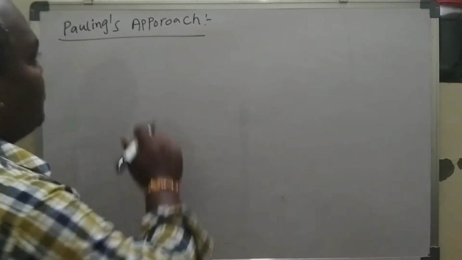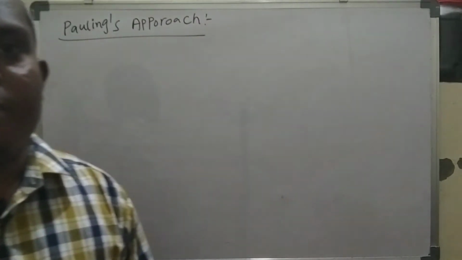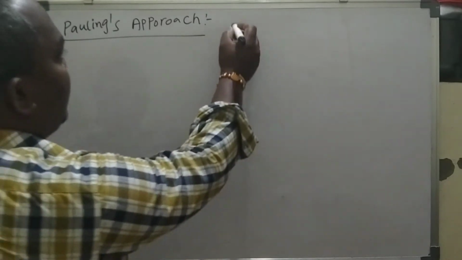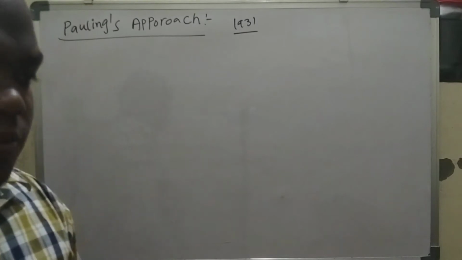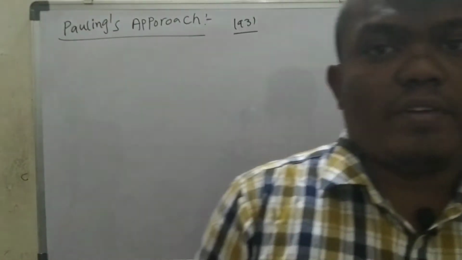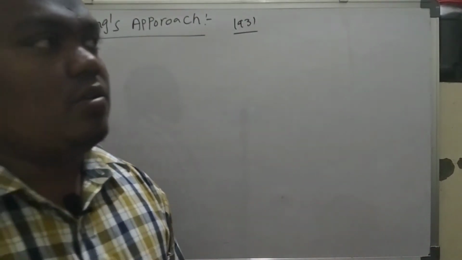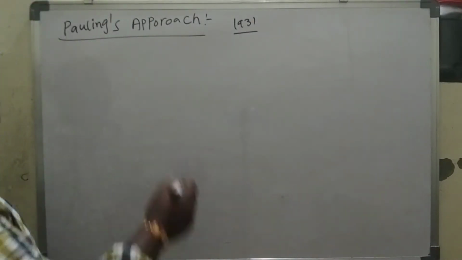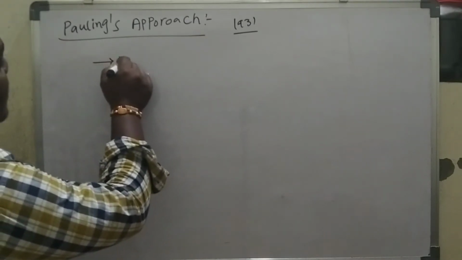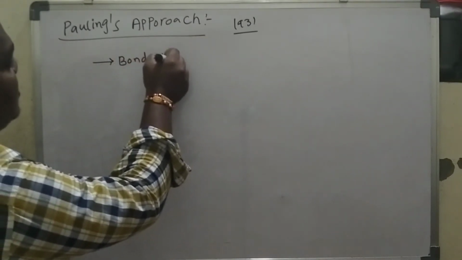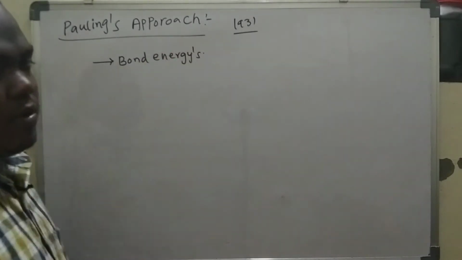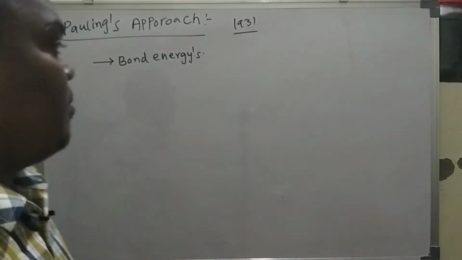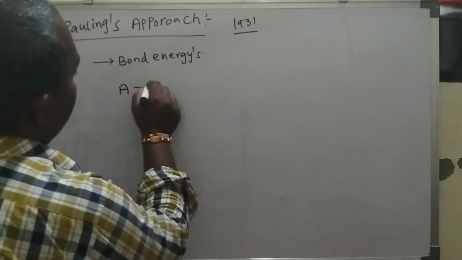So how is Pauling's approach, or the Pauling scale, calculated? In the year 1931, Linus Pauling calculated the electronegativity values. He created the scale, calculating the values mainly by using the bond energies of covalent bonds. Okay, so let me consider a diatomic molecule, that is A-B.